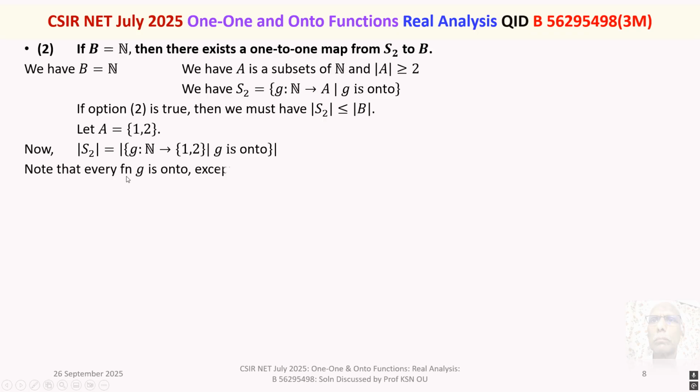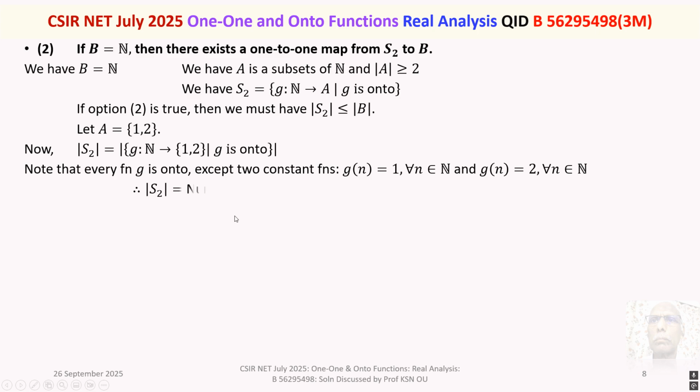Note that every function from the set of natural numbers to {1, 2} will be onto except two constant functions. One function is g of n equal to 1 for all n belonging to N. That means all the elements of natural numbers are sent to 1, a constant, and that is not onto. The other is g of n equal to 2 for all n belonging to N. All elements of N are mapped to 2 by g, and it is not onto. And the remaining functions are all onto.